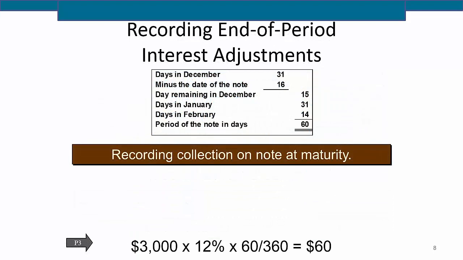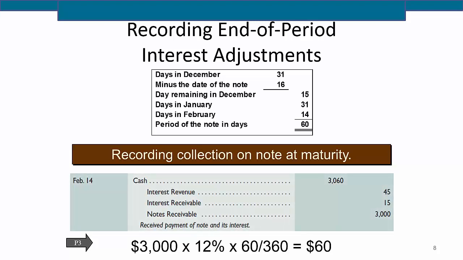Continuing with our scenario, the maturity date of the note is February 14 of the next year. Have a close look at this entry recording the collection of the note by TechCom. Reverse the interest receivable of $15 recorded on December 31st and record the additional interest earned from January 1st to February 14, and reduce the note's receivable principal balance with a credit of $3,000. And you're all done, all paid up.